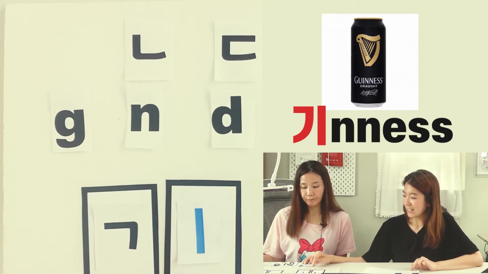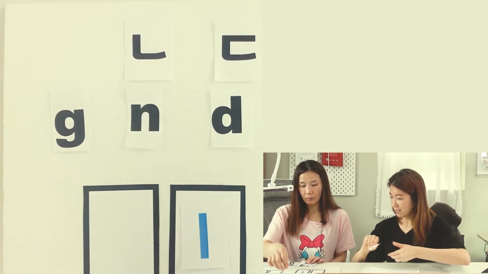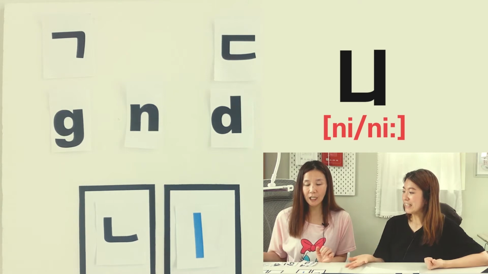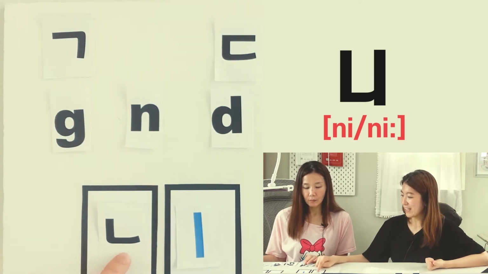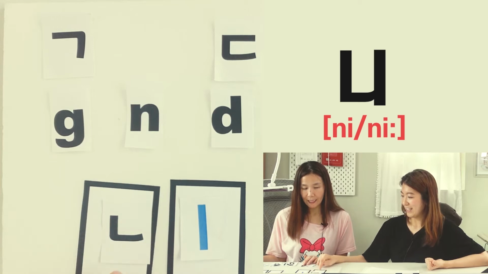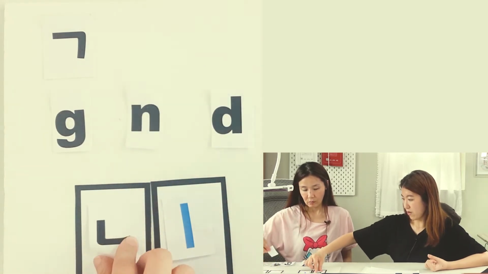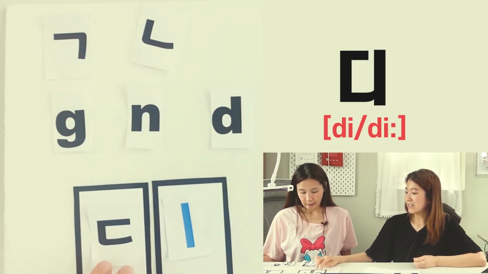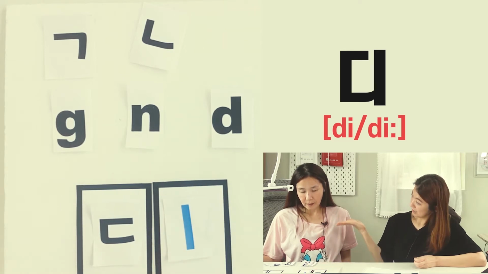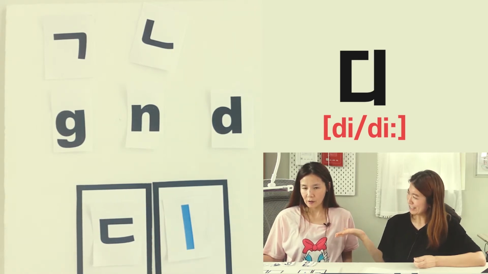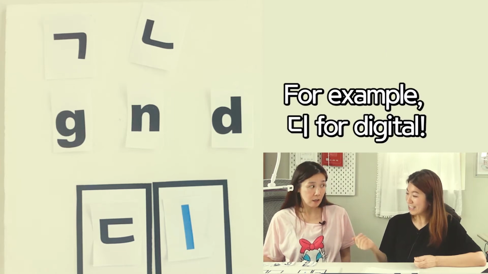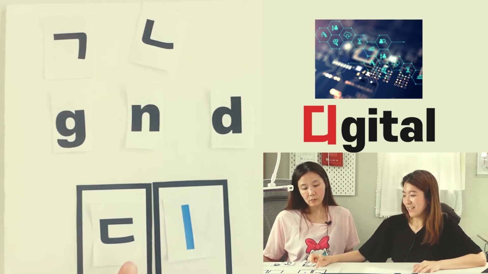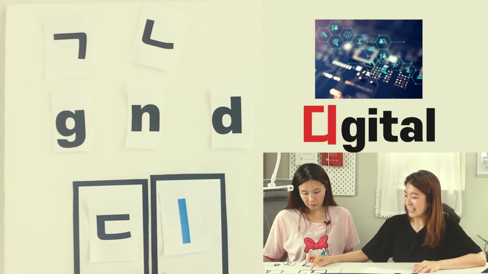Ki. And then why don't you change another consonant? So the next consonant goes into the left box. Then it turns into ni. So N sound plus E sound is ni. Let's change another consonant sound, and the next one is 디귿. D sound plus E is di. For example, digital. So when you write down digital, the first letter should be like this, exactly like this. Di.